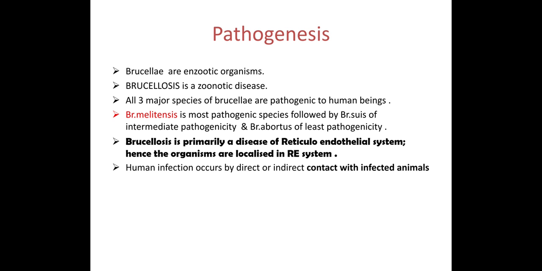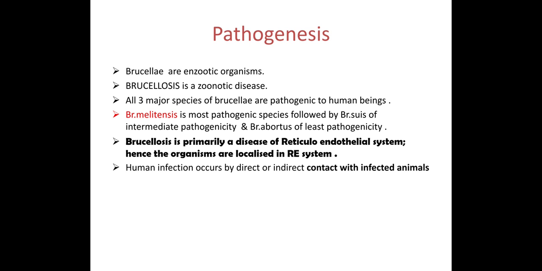Coming to the pathogenesis of human brucellosis. The disease is called brucellosis. These brucellae are enzootic organisms. Enzootic means endemic in animals, meaning the disease caused by brucellae is very common in animals. So human brucellosis becomes a zoonotic disease.